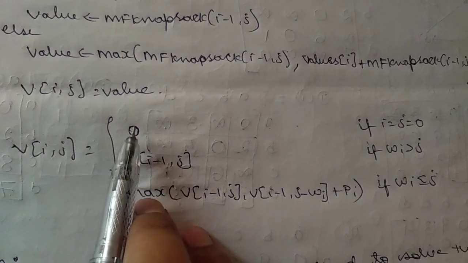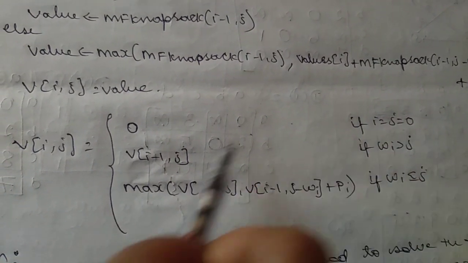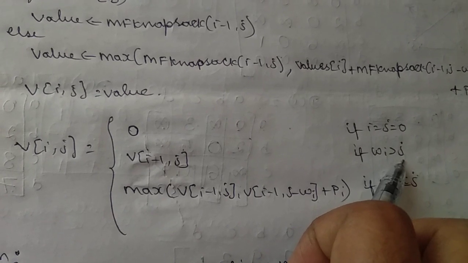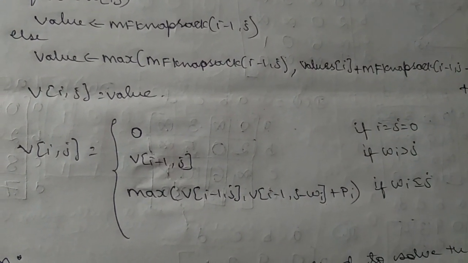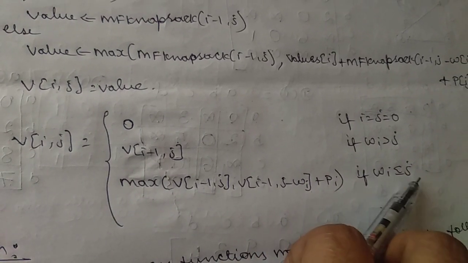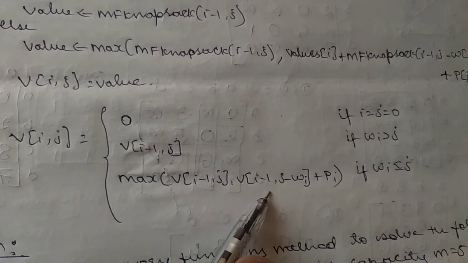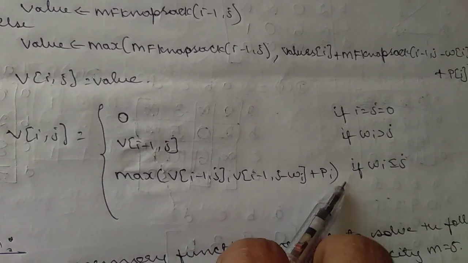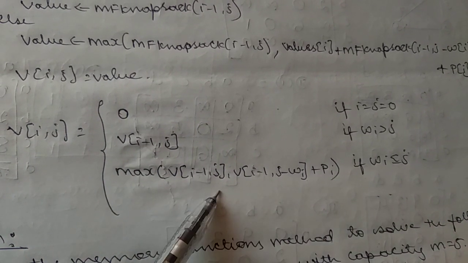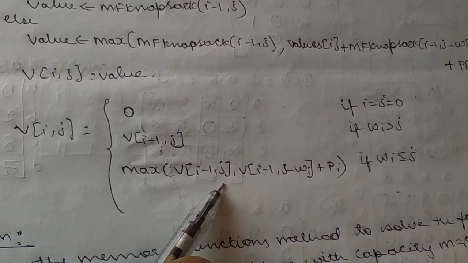This is same as yesterday's, but a slight difference in this formula, that's it. V of i,j is equal to 0 if i is equal to 0 or j is equal to 0. V of i minus 1, j if the weight is greater than your remaining capacity. If the weight is less than the remaining capacity, then max of V of i minus 1, j, and V of i minus 1, j minus Wi plus Pi. The same formulas we have to use for this memory function also, but I'll tell you what is the difference.